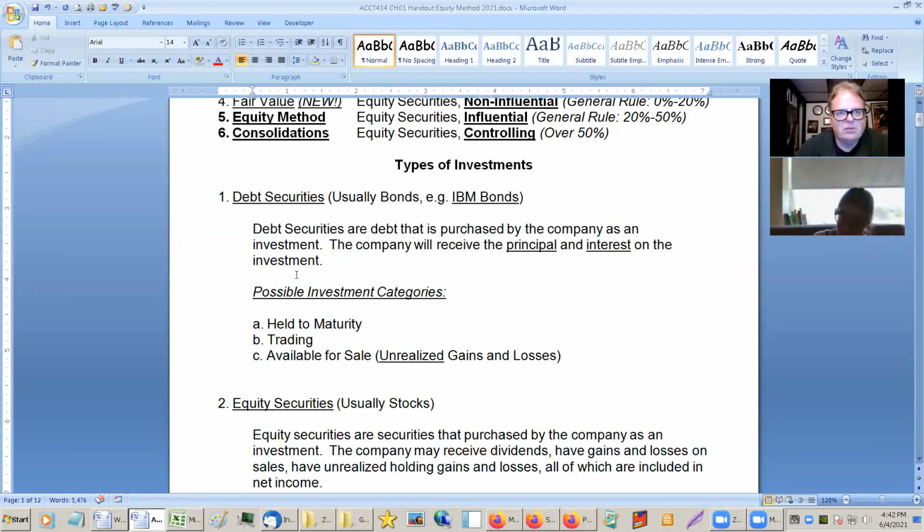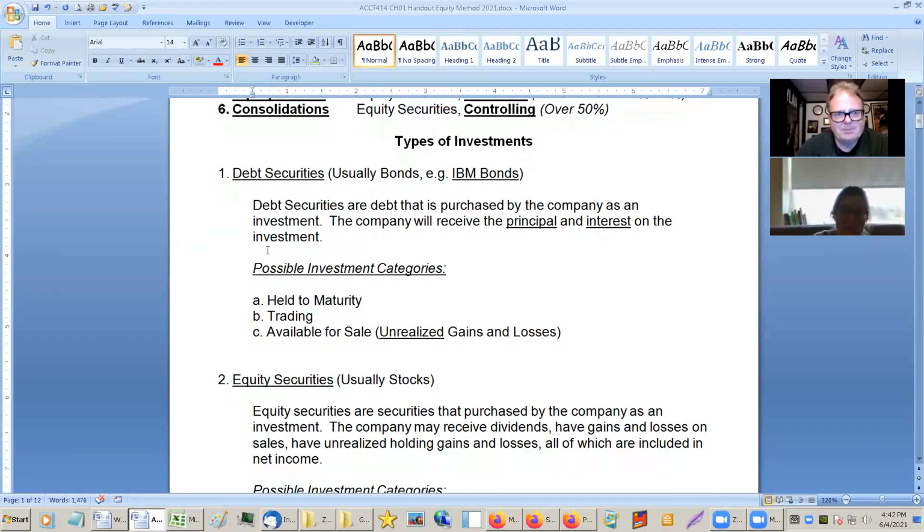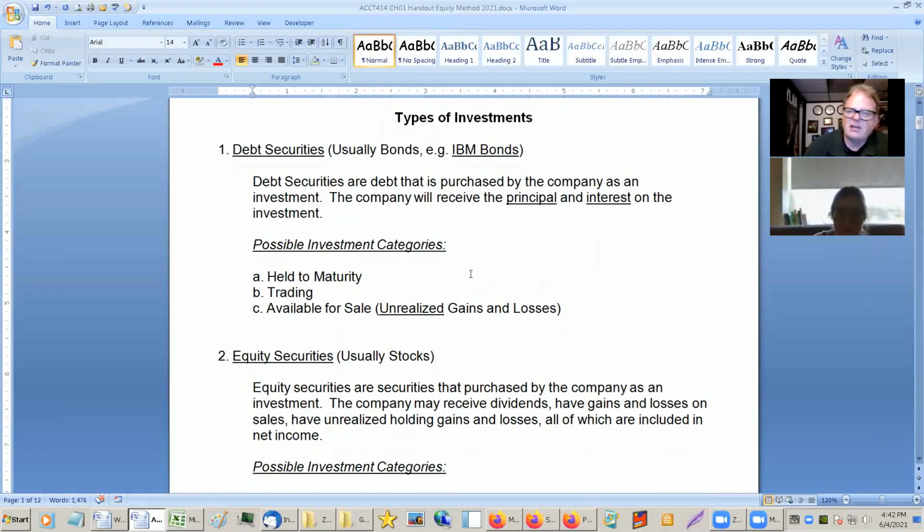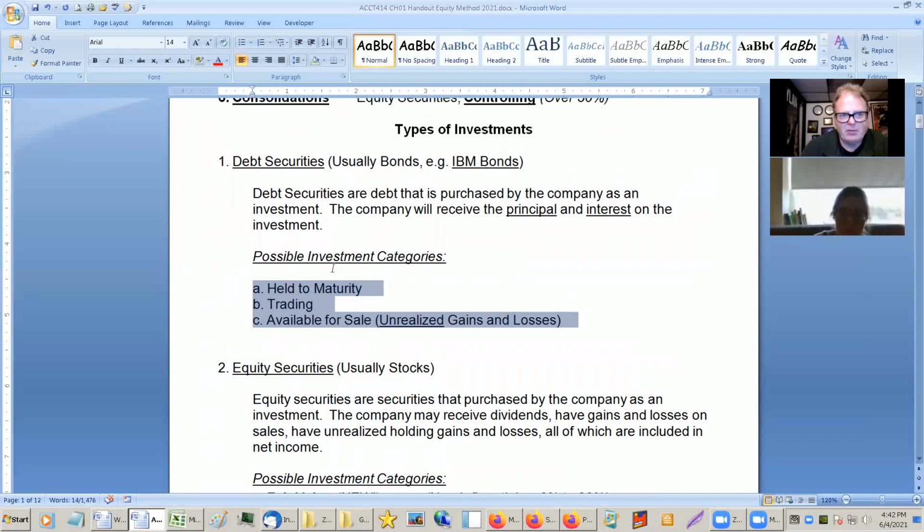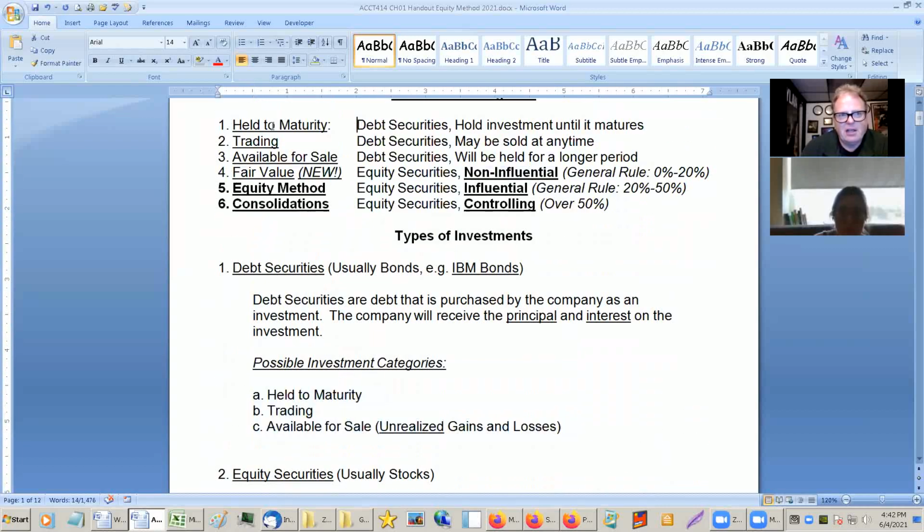Okay, and the way you make money is through the interest. They'll pay you back the principal, but also a little interest on it. So there are different categories of it, and we'll talk about this. Held to maturity is the first one, and held to maturity is when you hold it for the entire length of it. So it's a 5-year bond, you're going to hold it for 5 years. You plan on holding it for 5 years.